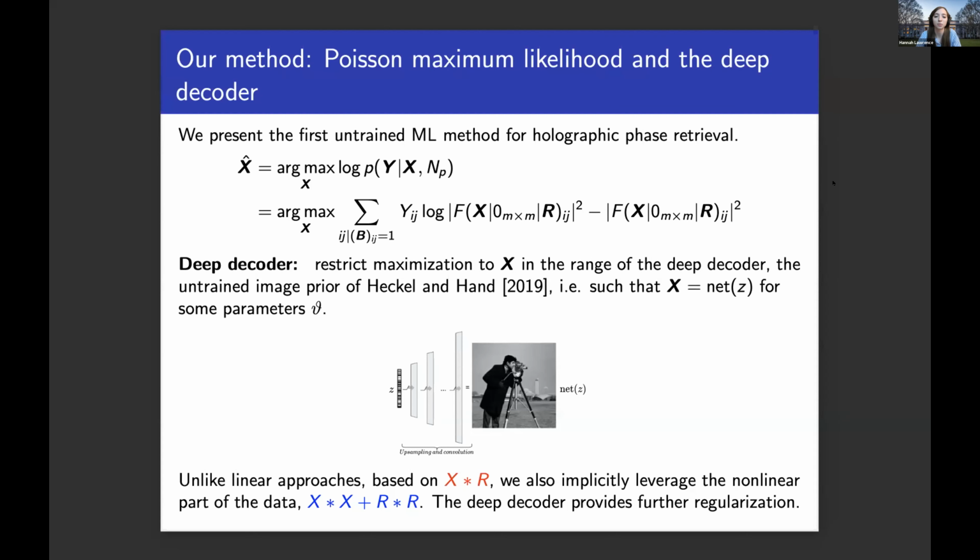So we're going to restrict our maximum likelihood optimization only to images in the range of the deep decoder, i.e. only to natural images. Some intuition for what's happening here is that unlike linear approaches, which only leverage the linear cross-correlation information, we're also implicitly leveraging the nonlinear part of the autocorrelation, in which X is convolved with itself. And the deep decoder is going to provide further regularization towards natural images.